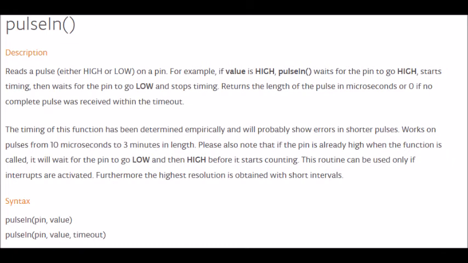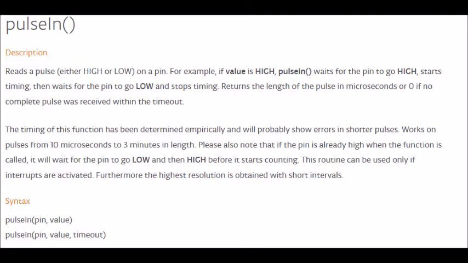Okay, so before, in the previous bit of code, we saw that there was a line with pulseIn in it. I'd never come across this before I'd used ultrasonic distance sensors and had to use it. But what it does is it reads a pulse which is either high or low on a pin. So for example, if the value is high, pulseIn waits for the pin to go high and then starts timing. And then it waits for the pin to go low and stops timing. It returns the length of the pulse in microseconds, or zero if no complete pulse was received within the timeout.